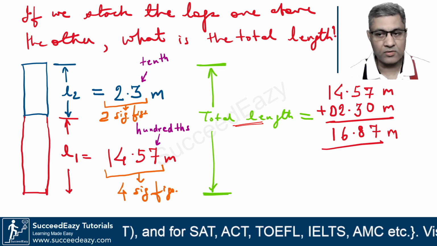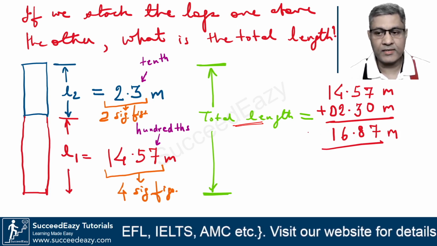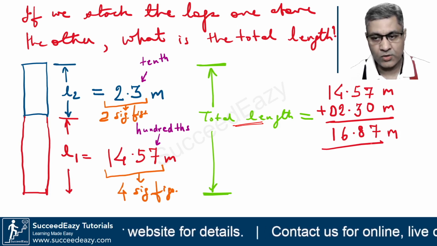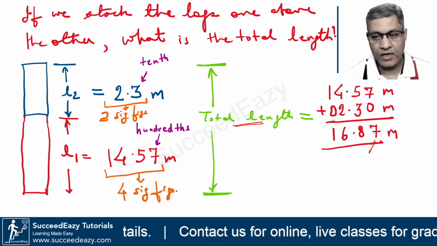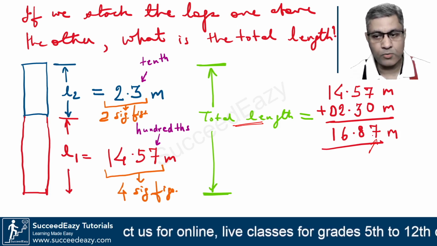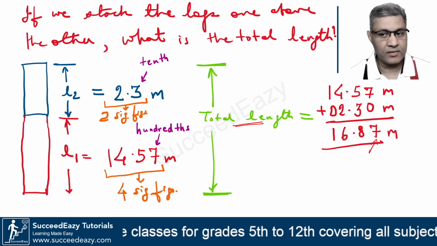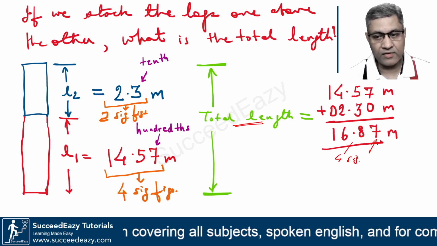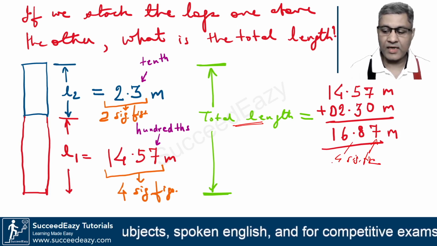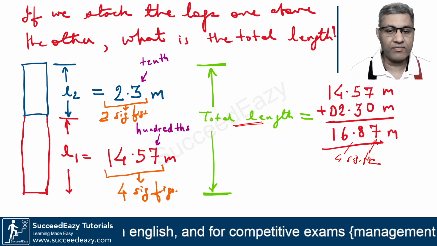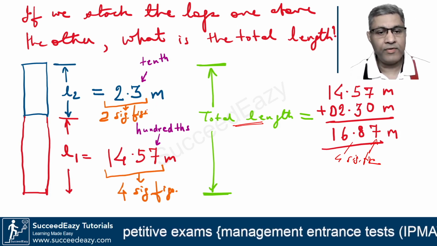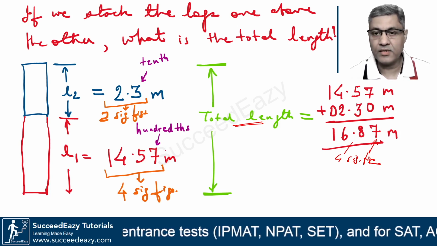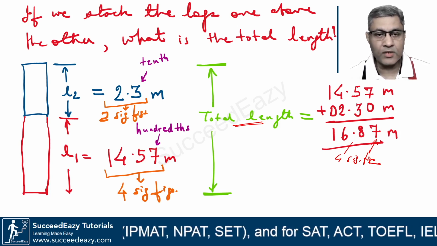totaling 16.87 meters, right? If we take this as it is, the issue is that 16.87 shows that we have measured the entire measurement correct up to the 100th digit, isn't it? And this obviously has 4 significant figures. 1687 has 4 significant figures, right? So this gives us an incorrect representation of what we have really measured. Why? Because we have measured only one length out of the 2 correct up to the 100th digit. The other length has been measured only correct up to the 10th digit.